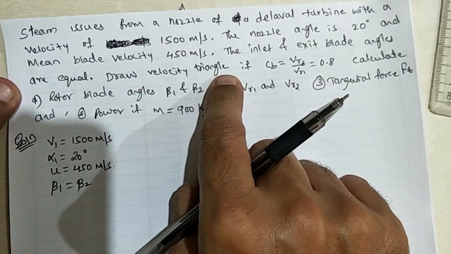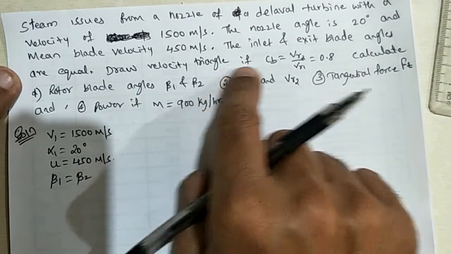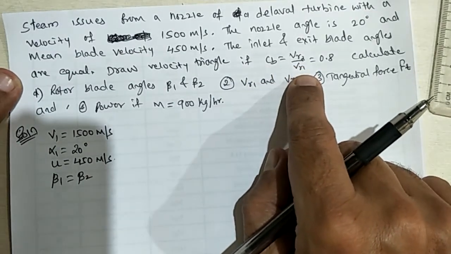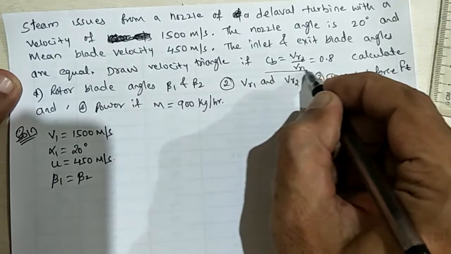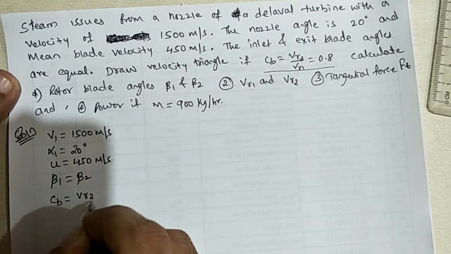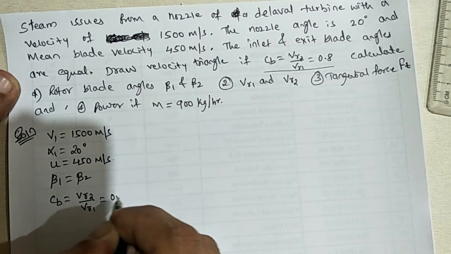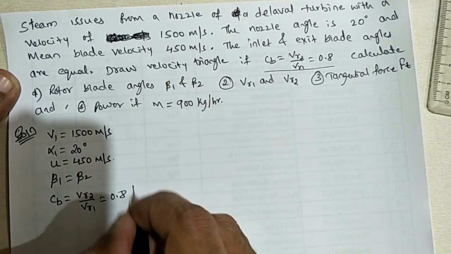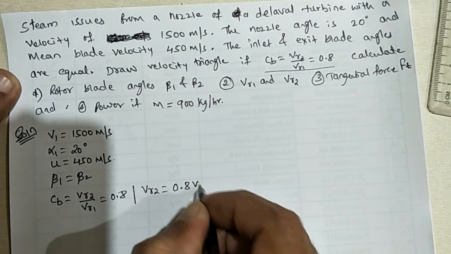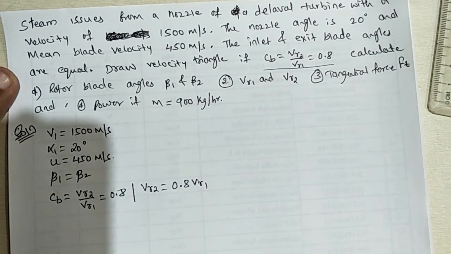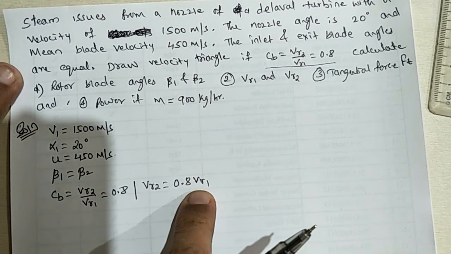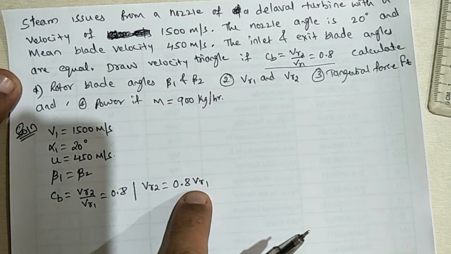So draw the velocity triangle. We need to draw the velocity triangle, and one more condition is given, that is CB is equal to VR2 by VR1. So this is a very important condition. CB is equal to VR2 by VR1 is equal to 0.8, or I can write VR2 is equal to 0.8 VR1, right? So exit relative velocity is 0.8 times inlet relative velocity.